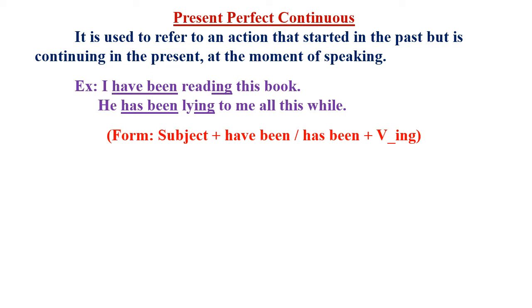So first you write the subject and then according to the subject you write the helping verb have been or has been followed by the verb in its ing form. Look at the first example. In that sentence, the subject is I. Since it is not third person singular, we use the helping verbs have been and then we have written the verb read in its ing form, reading. I have been reading this book and we have a sentence in present perfect continuous.